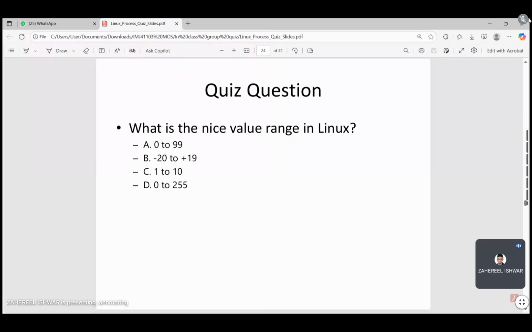What is the nice value range in Linux? Maybe I didn't talk much on this. The value is -20 to positive 19.